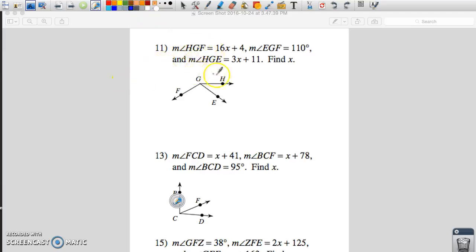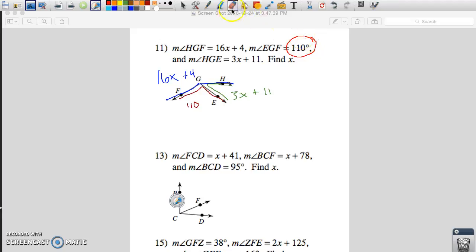Okay, so basically, this whole angle is equal to 16x plus 4, okay? Angle EGF is 110, see that? And angle HGE is this, 3x plus 11. Now, the easiest way to do this is to set it up as a multi-step equation, okay?